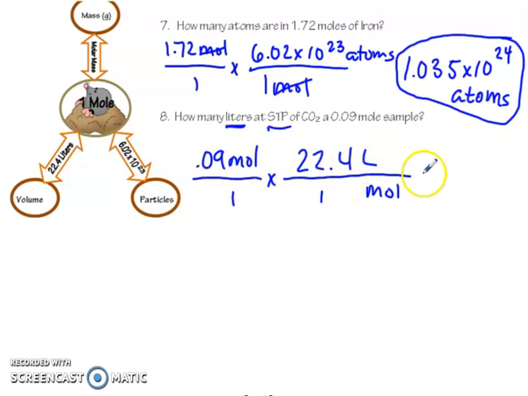Okay, so we can only have one sig fig in our answer, but let's go ahead. This one's a pretty nice one, isn't it? So 0.09 times 22.4. And I get 2.016 liters. And again, we can only have one sig fig in this, so it's just 2 liters. Oops, 2 liters. Okay, questions on that one? If you're thinking, wow, this seems like the easiest one, you're right. It is. Yep.